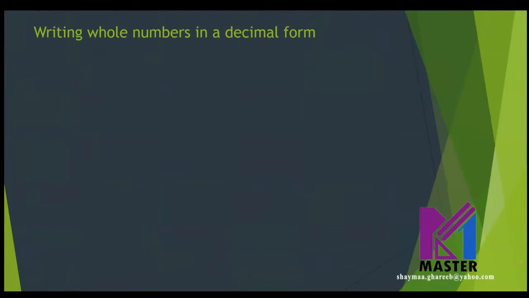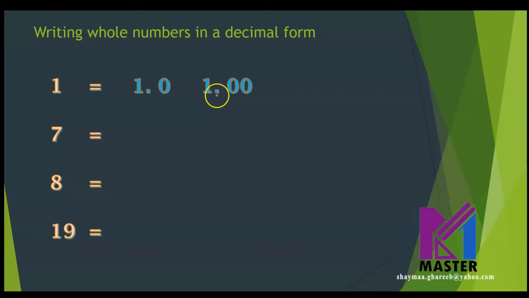First, let's revise about something very important, how we can write whole numbers as a decimal number. We have here 4 different whole numbers, 1 digit and 2 digit. Let's see, we can write number 1 as 1.0 or 1.00 or 1.000. They all are the same.